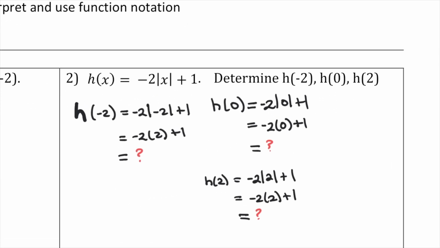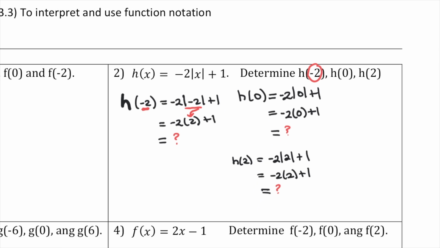Question 2. This problem has an absolute value. So we still follow the same process. We're going to take our negative 2, substitute it in for the x value, make certain that you follow that order of operations. The absolute value of negative 2 is equal to positive 2. Follow through with that order of operations for each one of your problems.